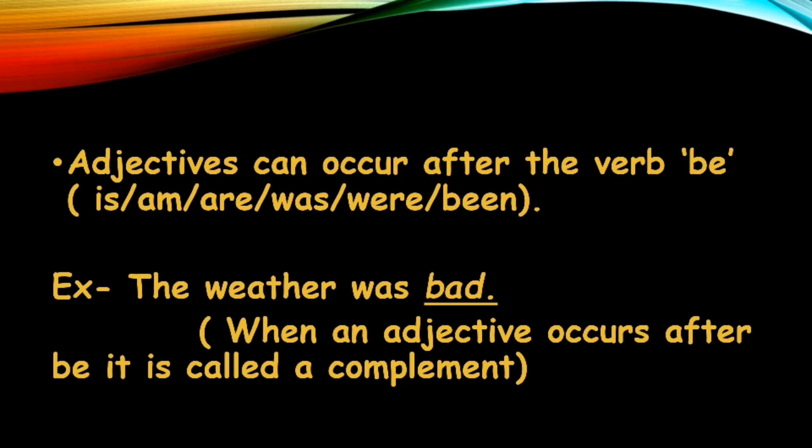Okay, and here जो आपका adjective है कहाँ use हुआ है? was के बाद, right? So was is a form of be. Okay, so adjectives can occur after a form of be also, like here the weather was bad. weather कैसा था? bad. So bad will be an adjective here.